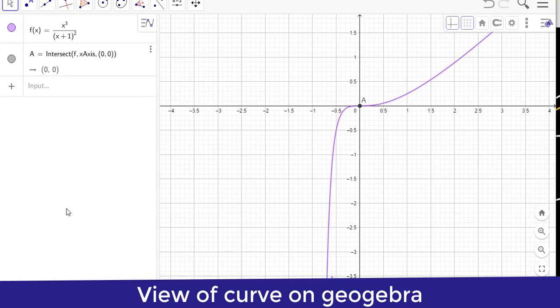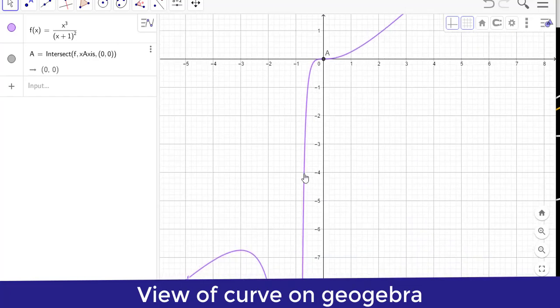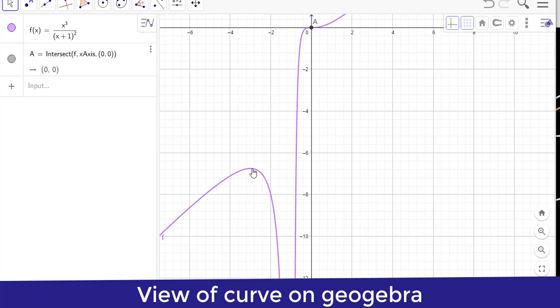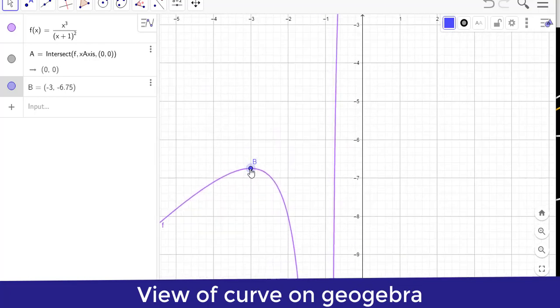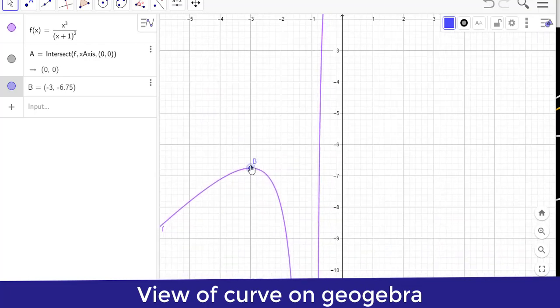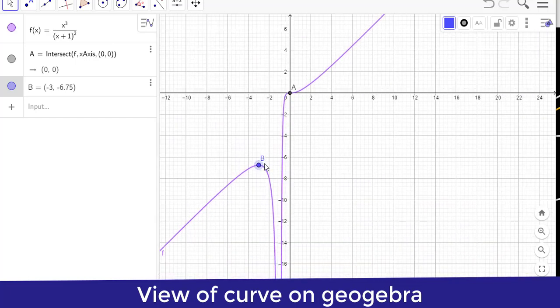Okay, so let's go to the turning points. Our stationary point, where the graph changes slope, was the point 3, negative 6.75. Let's plot that. So it is denoted here. Here is the point that has appeared. It's called point B. Now this is actually the turning point. So as you can see, that's the nature of the graph.